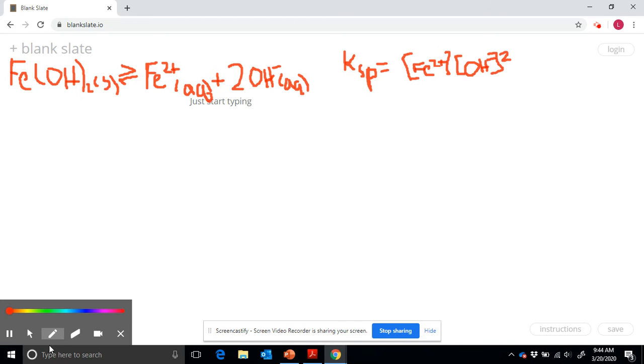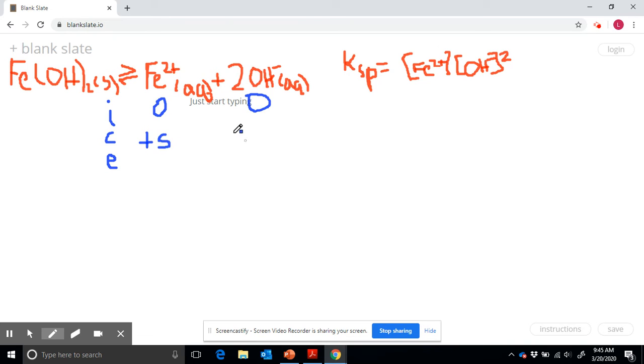We can now do an ice table. With our ice table, we know that we're not going to worry about the solid, so we're only going to worry about our aqueous. So initially, we do not have any of our products, right? Those do not exist. Our iron is going to increase by S, and our hydroxide is also going to increase by S, but since we have 2 of them, it's going to increase by 2S. So at equilibrium, right, our iron is S, our hydroxide is our 2S. We can then go ahead over here and plug those in.